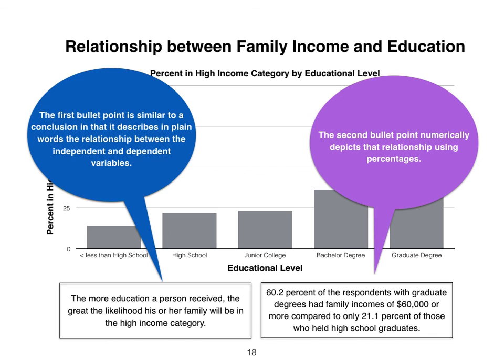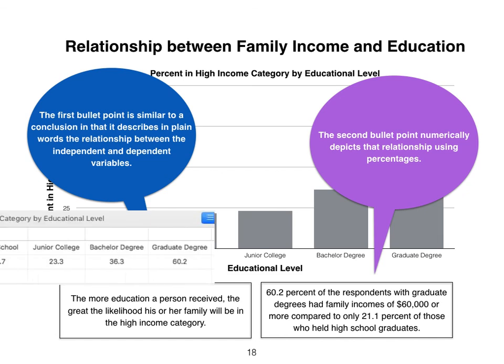This first one, what you're going to write about this table is similar to a conclusion. You're just going to describe in plain English the relationship between your independent and dependent variables. And in this case, it's saying the more education a person has received, the greater the likelihood his or her family will be in a high income category. Now, this second little paragraph bullet point that you're going to write about is basically putting it in numbers. You're going to show it numerically that depicts a relationship using percentages. Very easy, because the percentages are already going to be there for you.